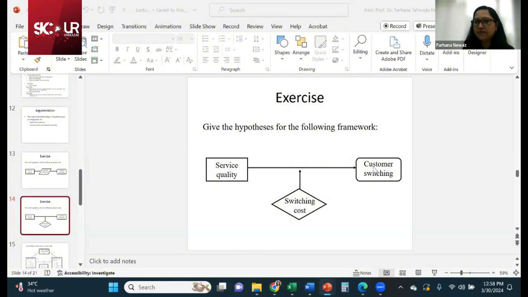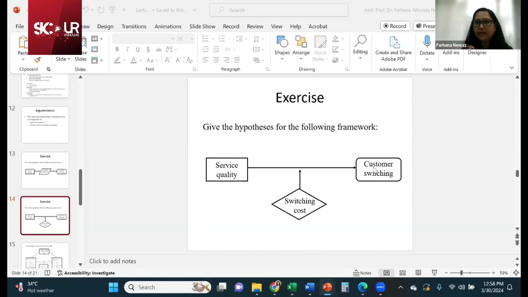Switching cost is actually affecting it. Though the service quality is bad, normally customer switching will be higher, right? But because of the switching cost, I'm still remaining with Unify. You got my point? If it were 50 ringgit or 100 ringgit, I would not care. I would immediately terminate their contract and switch to another brand. Are you getting my point? Yes.